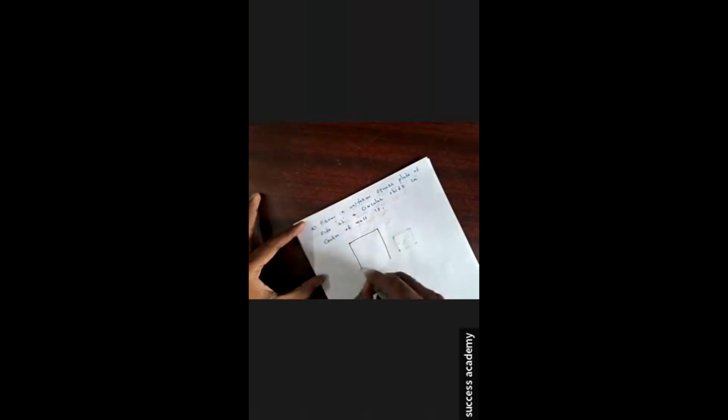Sir, in the square, where is the circle? That is the question, right? So now I need to consider like this. And this is the square. What is the side of the square given in the problem? What's the value? 2L. Concentrate properly. 2L.